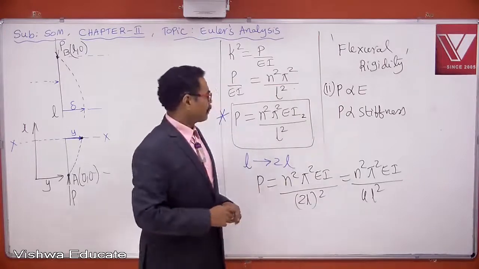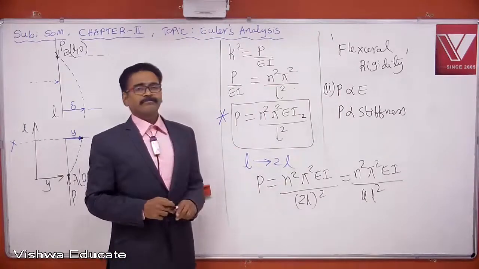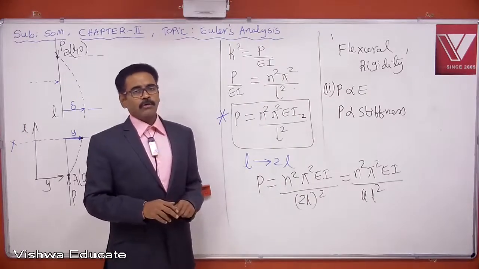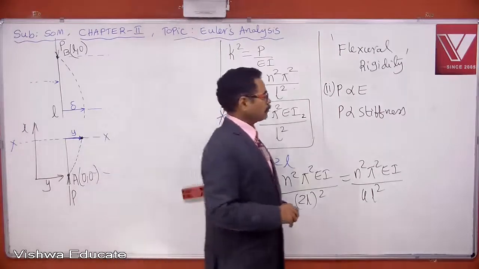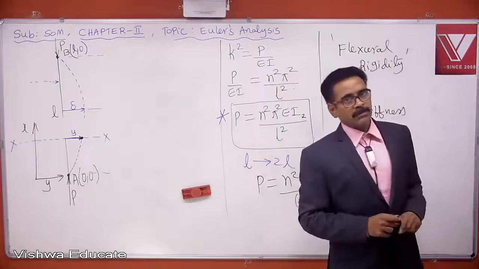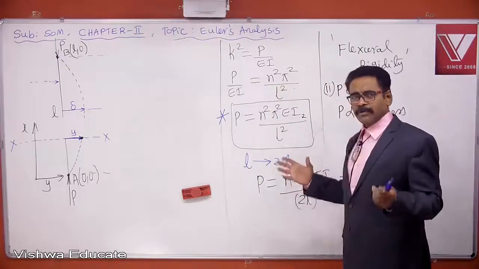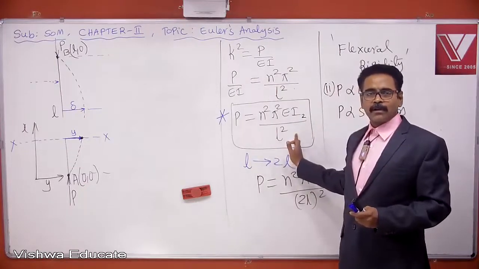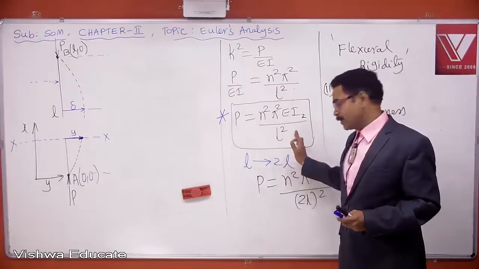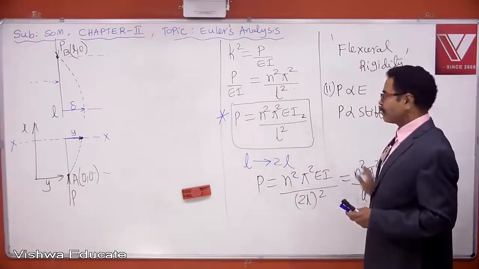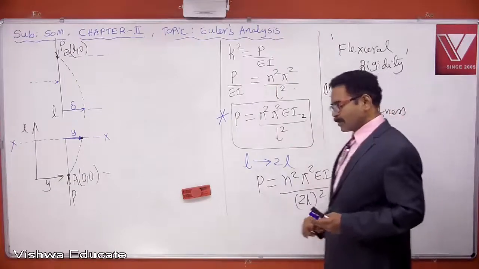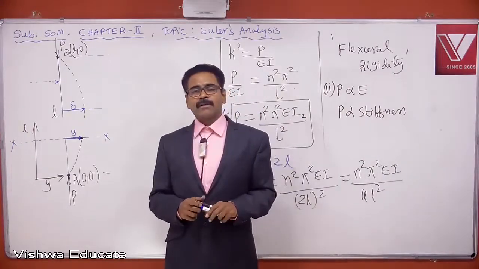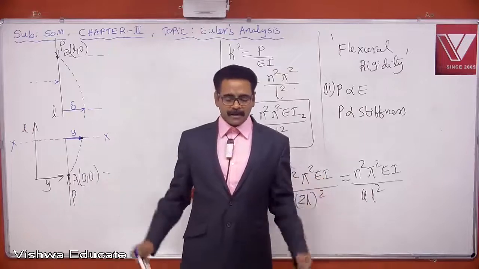So write down the answer: 1/4 of critical load. If you want further explanation, you may write like this. Original critical load is equal to this much. When length is L, this is critical load. When length is 2L, this is critical load. This is original critical load. This is critical load of column when length is double. So on comparing these two, you'll understand critical load is 1/4 of original critical load.